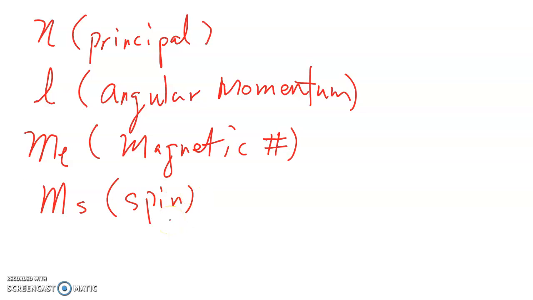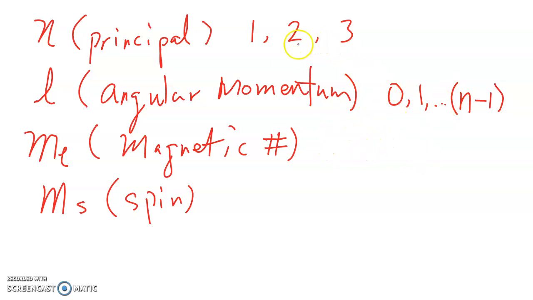Okay, so what are the allowable numbers? Still, it looks very complicated now. When n is equal to a certain number, n can be the first principal, second, 3, and so on. But L can only start from 0, 1, and so on until the number is n minus 1. Okay, we are going to do some exercise.